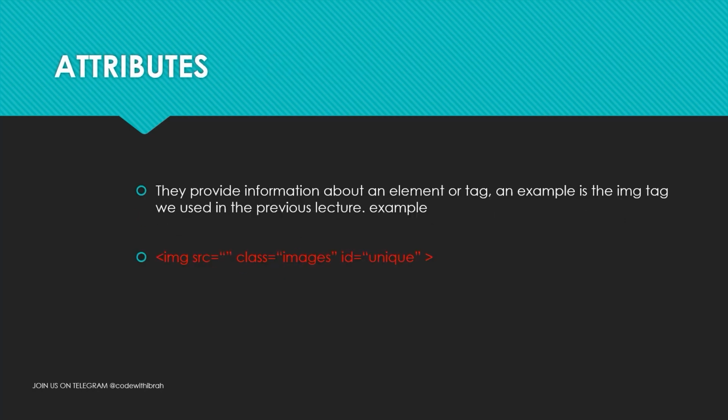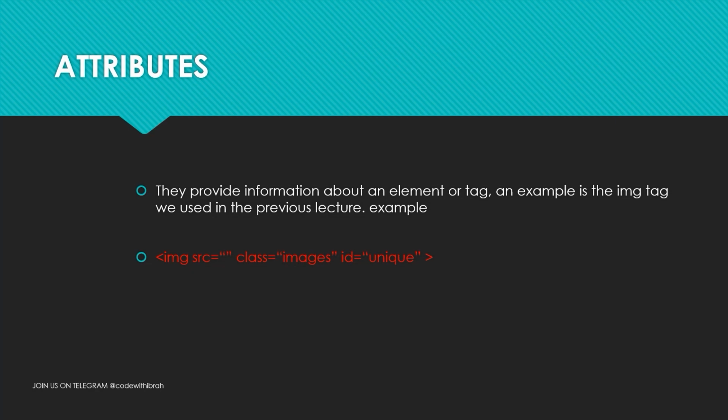The next on the list is attributes. Attributes provide information about an element or a tag. If we look at this img tag, it has a source, a class, and then an id, which is equal to unique. Why this is very important is, in our code we can have so many img, which is short form of image.